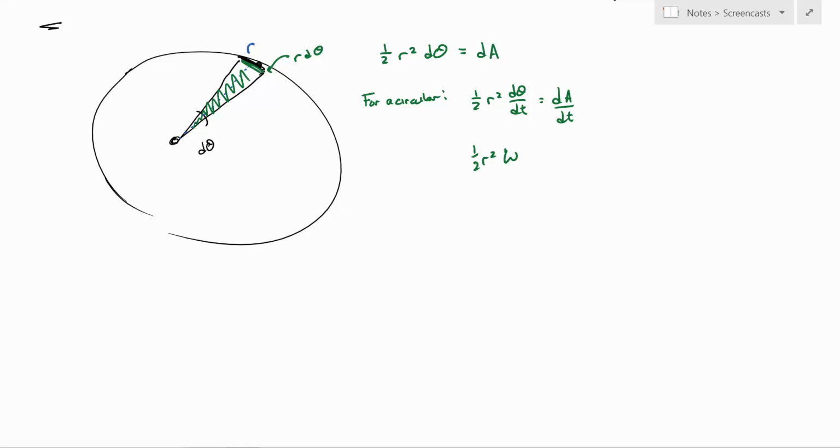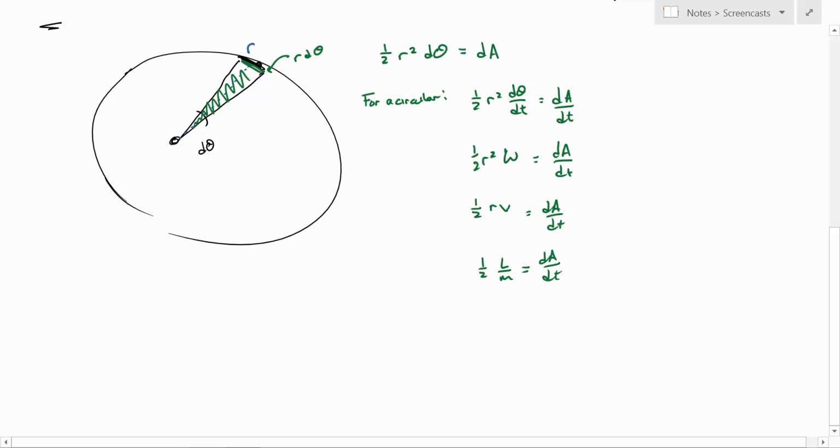And so that is then 1/2 r v. Bear with me here. Which is 1/2 L over m.